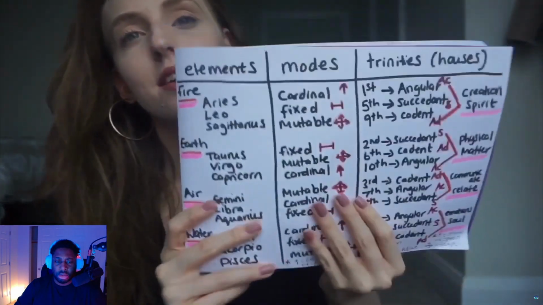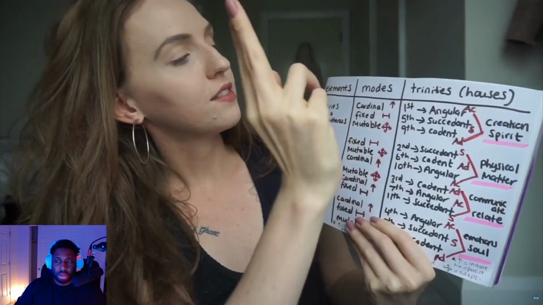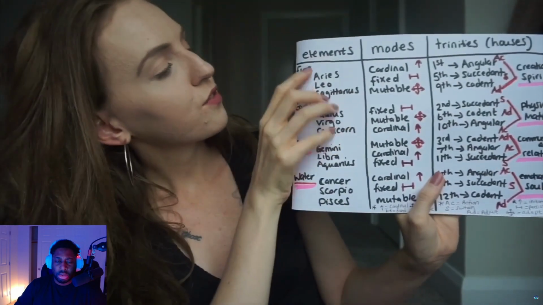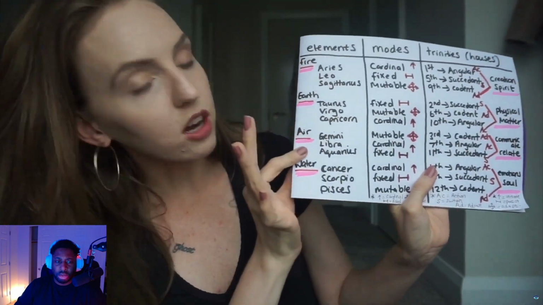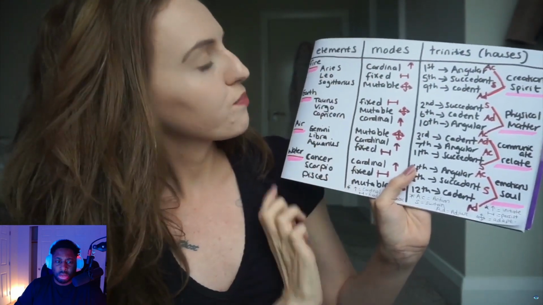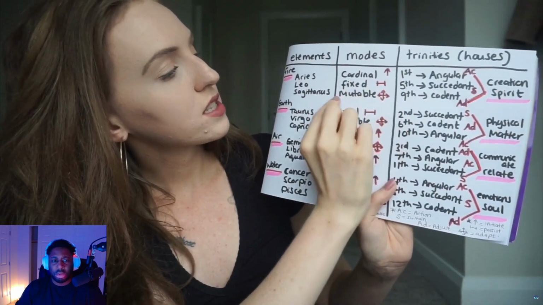Hope that made sense. And lastly, guys, the final table that I recommend that you create, or whatever way you want to do it, just so you have all the information in front of you, right? We've got elements, modes or qualities, and the trinities, so houses. What we've done here is we have fire, earth, air, and water, and then the 3 signs within each, and then their modes, modalities, so cardinal, fixed, mutable.